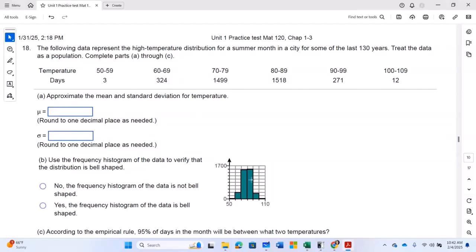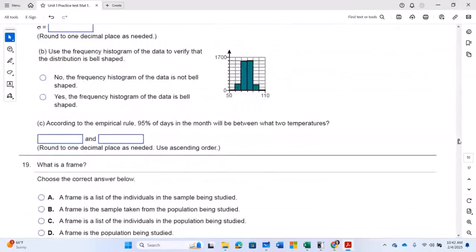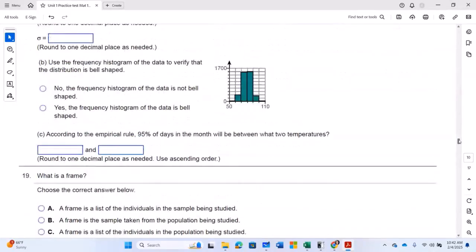So is this distribution bell-shaped? I can just eyeball this and say maybe it's bell-shaped. But if I want to be accurate, I will compare the mean and the median. And then, according to the empirical rule, 95% of data lie within 2 standard deviations. So I will add mean plus 2 standard deviations to the right, and mean minus 2 standard deviations to the left. That's not a big deal.